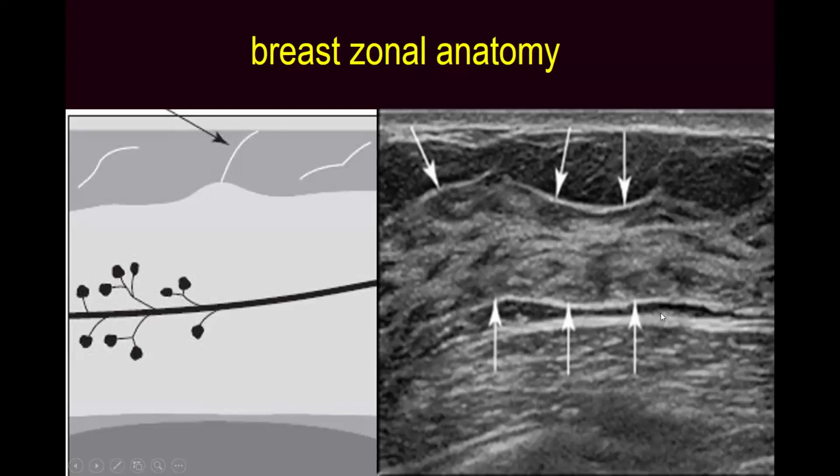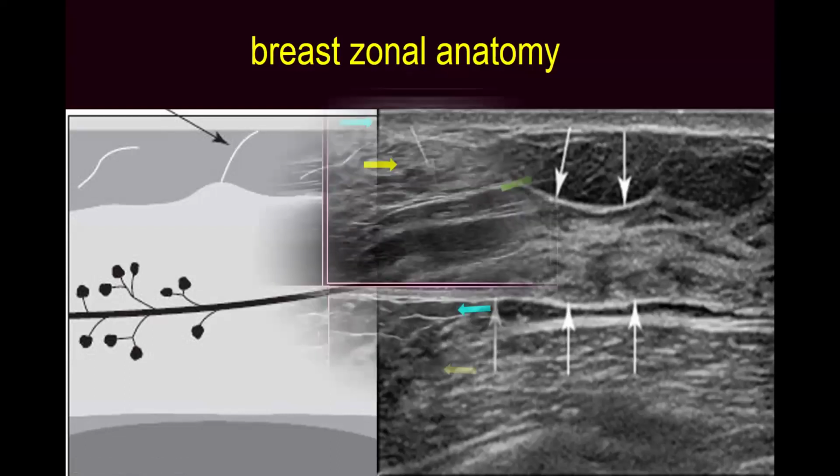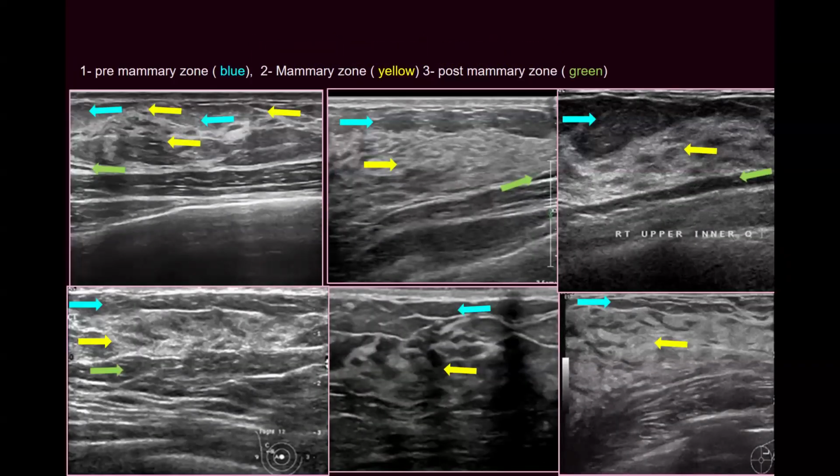And posterior to this, to the retromammary fascia and anterior to the pectoralis muscle, this thinner layer of fat is the retromammary zone. Okay, taking more examples. Definitely here it is obvious. We can see the retromammary fatty layer, the mammary zone, and the pre-mammary zone represented in this image. But going to this ultrasound image, you see, we have a thick mammary zone.